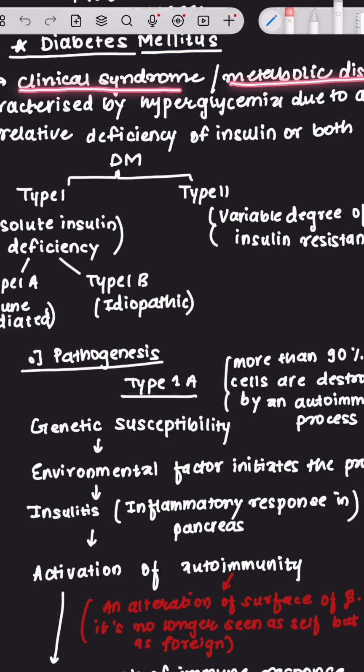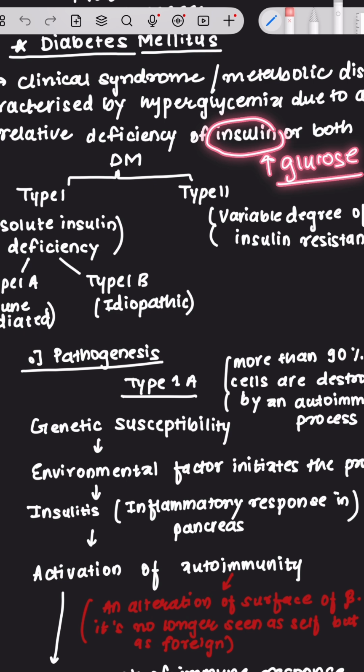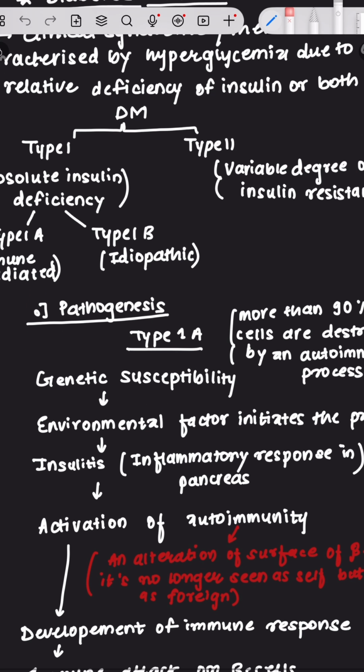It is a clinical syndrome or a metabolic disorder characterized by hyperglycemia, that is increase in the level of glucose in the body due to absolute or relative deficiency of insulin. Basically, there is increase in the glucose due to deficiency of insulin.